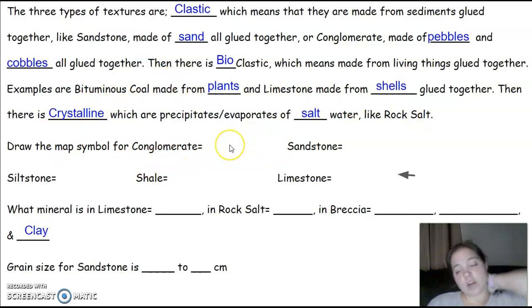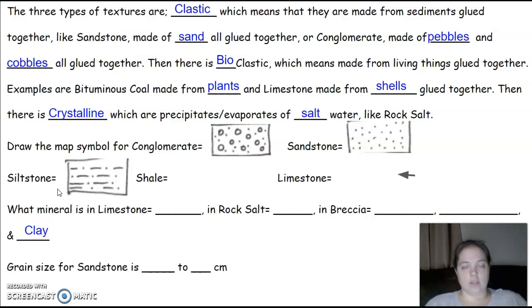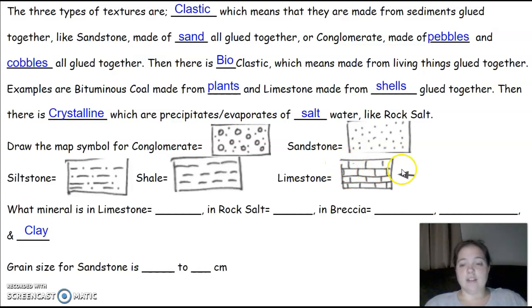So here on yours, this is easier to do if you're handwriting. Handwrite or hand draw the conglomerate map symbol. It should look like this. Sandstone, remember, is the box with the dots. Then we've got siltstone, so you're going to have dots and dashes, every other dot and dash. Then shale, we're going to get rid of those dots altogether and just have dashes. Then limestone, we're going to connect these dashes both ways, across and up and down. It kind of looks like bricks.